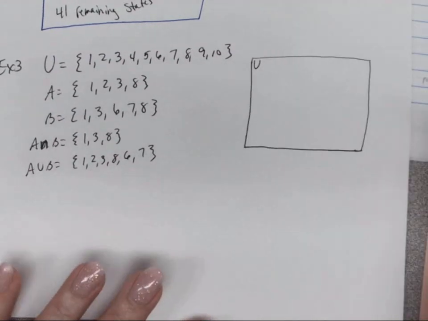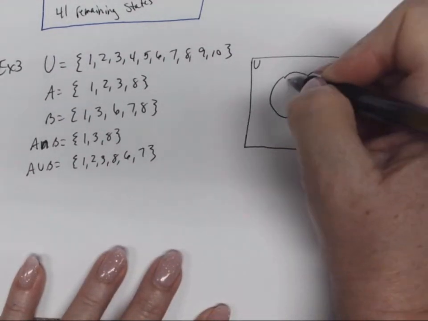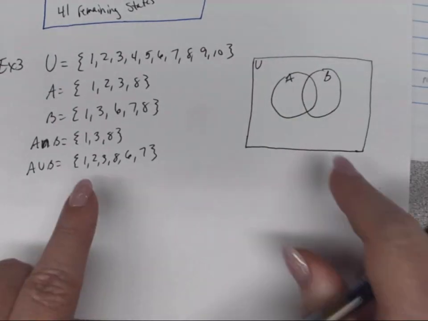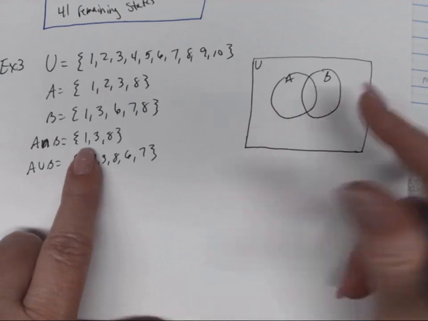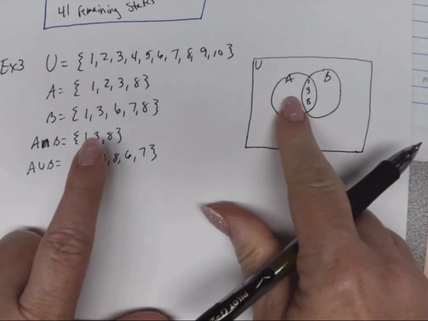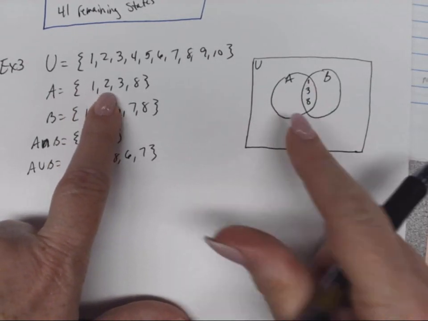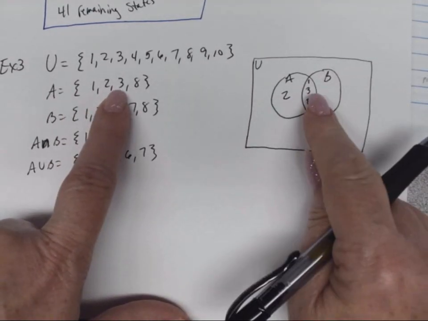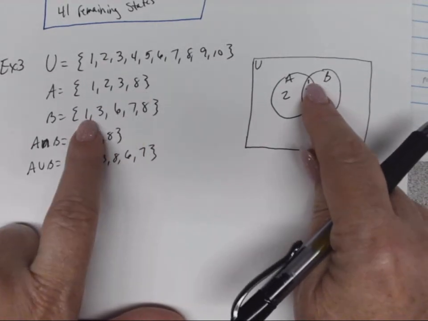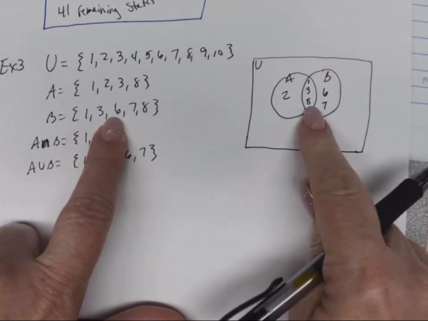So we've got our universal set. We have set A, we have set B. All right, so our intersection is 1, 3, and 8. Now we're going to go to set A, and we have 1. We don't have 2, but we have 3, and we have 8. For B, we have 1, we have 3, we need 6, we need 7, and we already have 8.